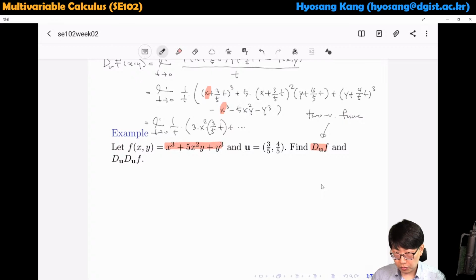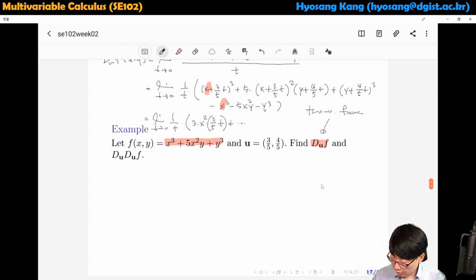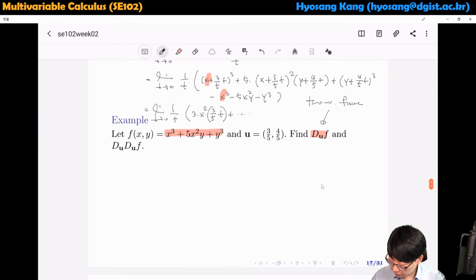So when t goes to 0, it all disappears. So I'm not going to write the rest of the parts. So how about the second part? We have 5xy. Here is 5x squared, and y cancels out.